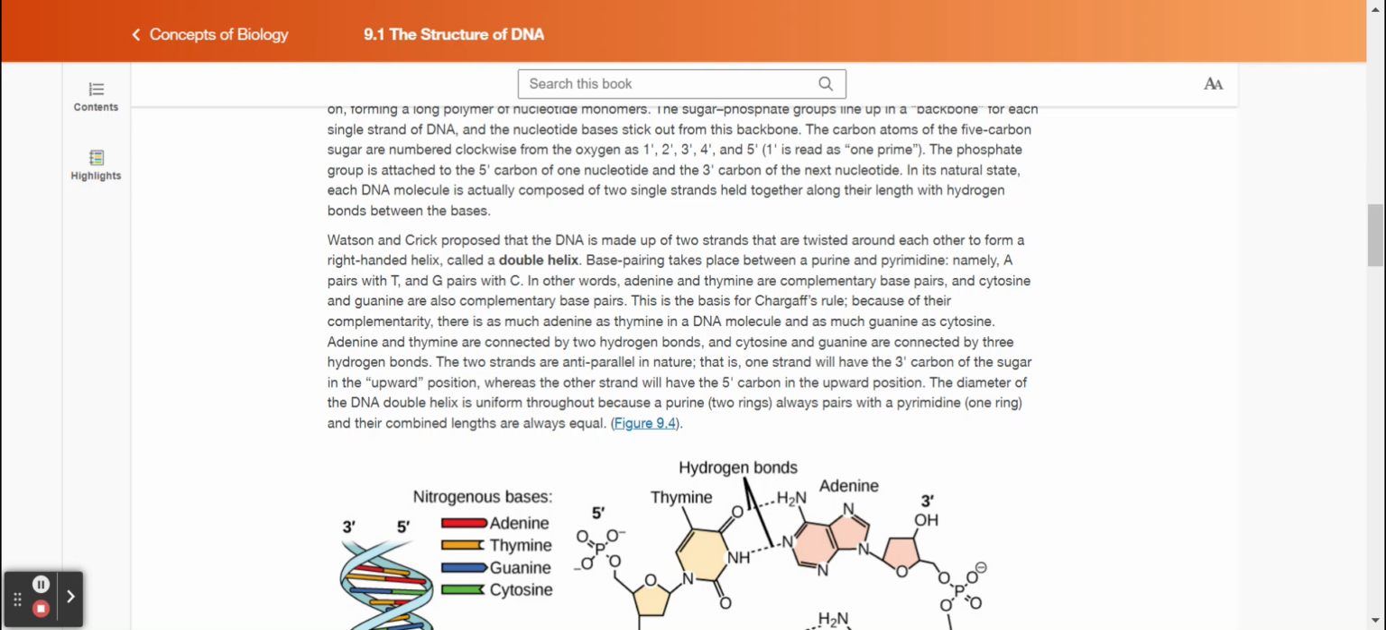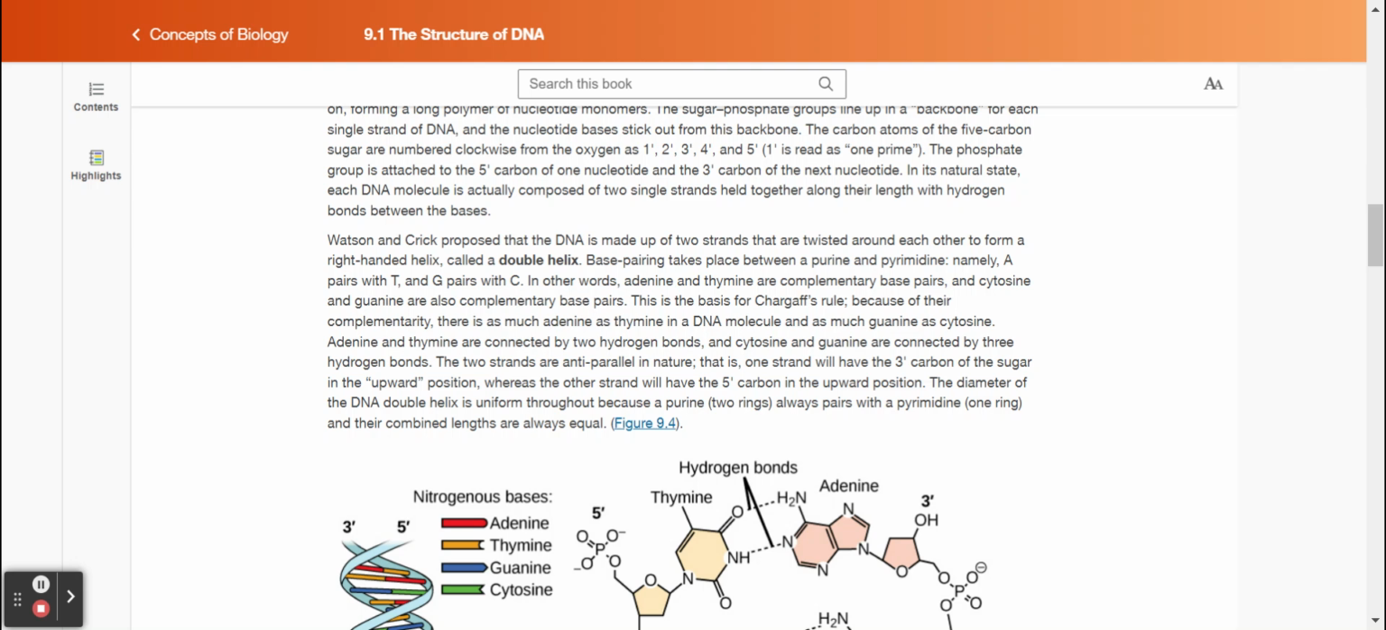Watson and Crick proposed that the DNA is made up of 2 strands that are twisted around each other to form a right-handed helix, called a double helix. Base pairing takes place between a purine and pyrimidine. Namely, A pairs with T and G pairs with C. In other words, adenine and thymine are complementary base pairs, and cytosine and guanine are also complementary base pairs. This is the basis for Chargaff's rule.